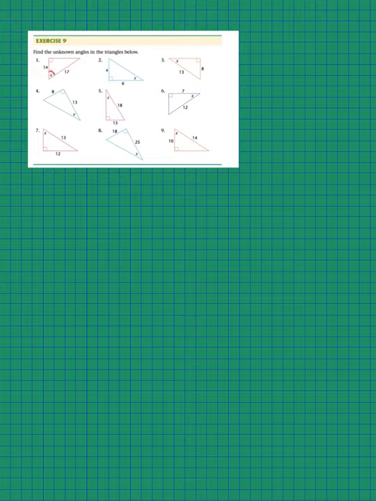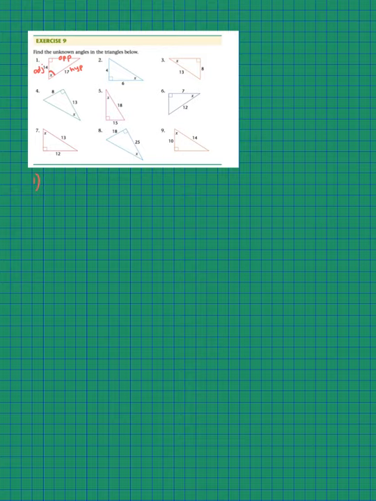If we start off with question 1, we know that labeling our triangle sides is so important, so that we can determine which trigonometric function we are going to use. In question 1, the adjacent side is 14, the hypotenuse is 17, and this length is our opposite length. Remember, we're always working from the reference angle to find these sides.